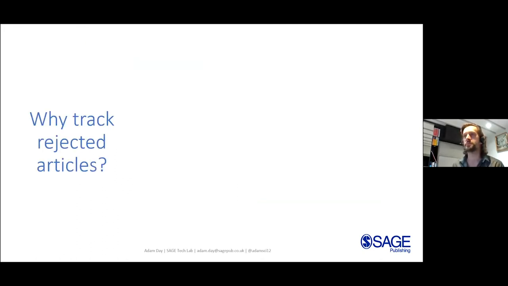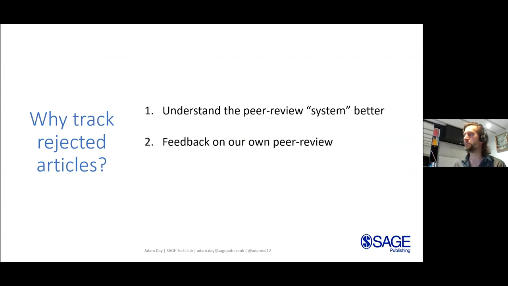So why would we want to track rejected articles? Well, I think the first and most obvious reason is simply to understand the peer review system better, because it's not really a system, it's just a thing that we say. Getting feedback on our own peer review services so we can learn to do those better. And lastly, it turns out that rejected article tracking is quite a good way of identifying cases of misconduct.